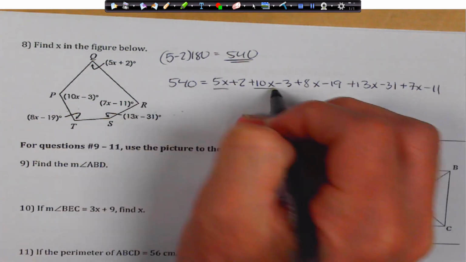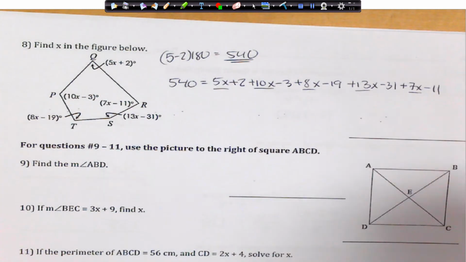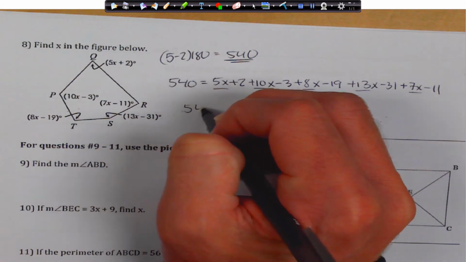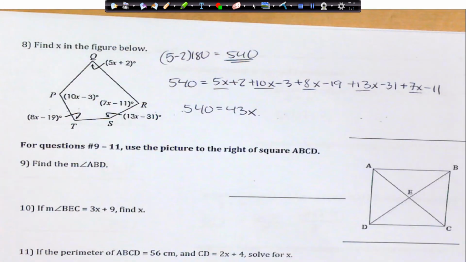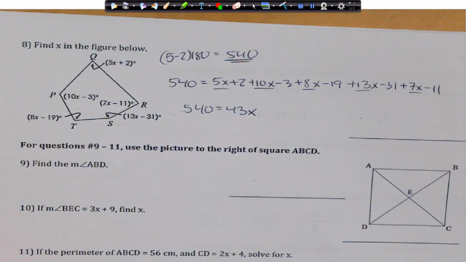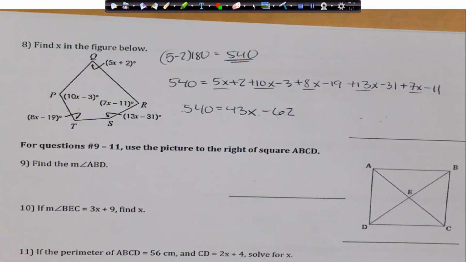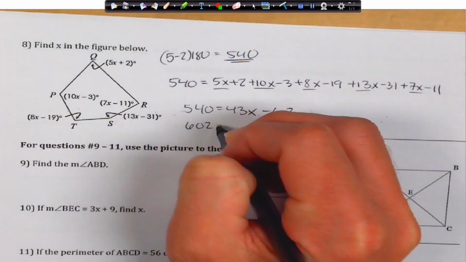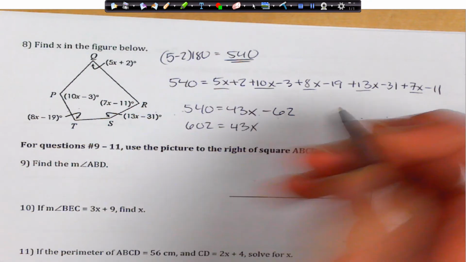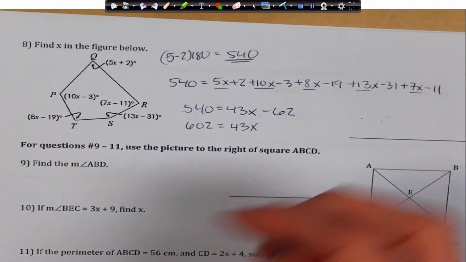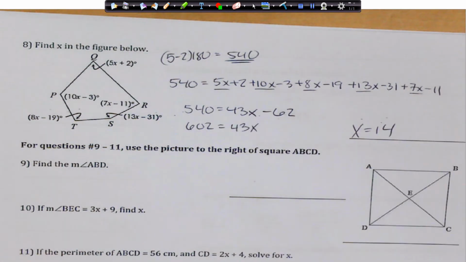So 5, 10, 8, 13, 7. I'm just going to add those numbers up. That should give me 43x. And then we're going to go 2 minus 3 minus 19 minus 31 minus 11. And that should get negative 62. Okay. I'm going to add the 62 over, which should give me, I think that's 602. Let me double check. Don't want to make a mistake. Yep. And then divide by 43. x should equal 14. And that's all we're finding.